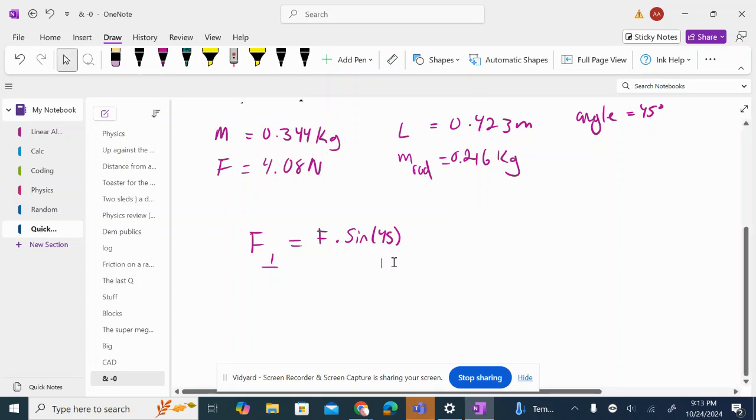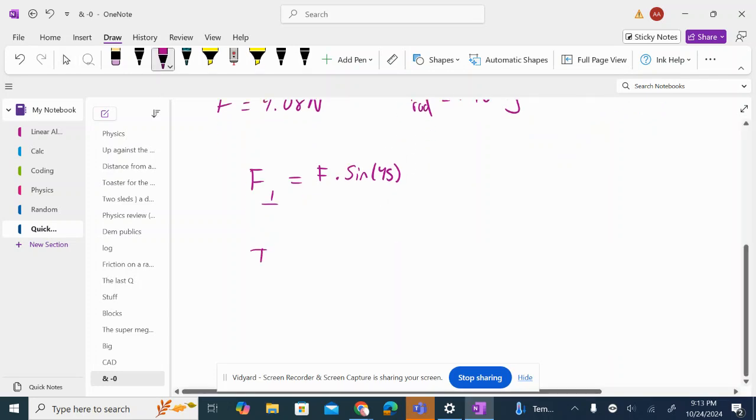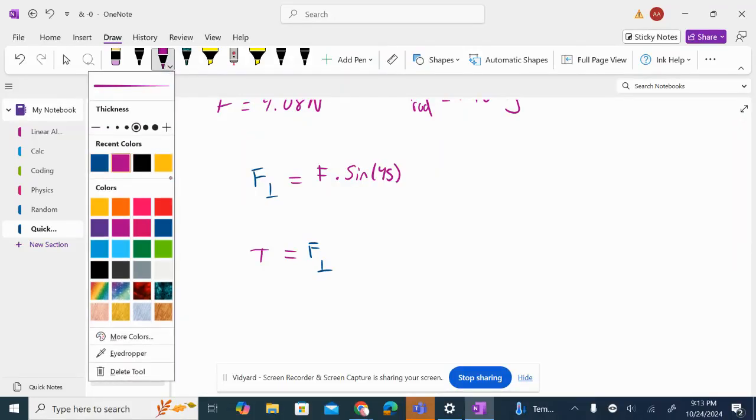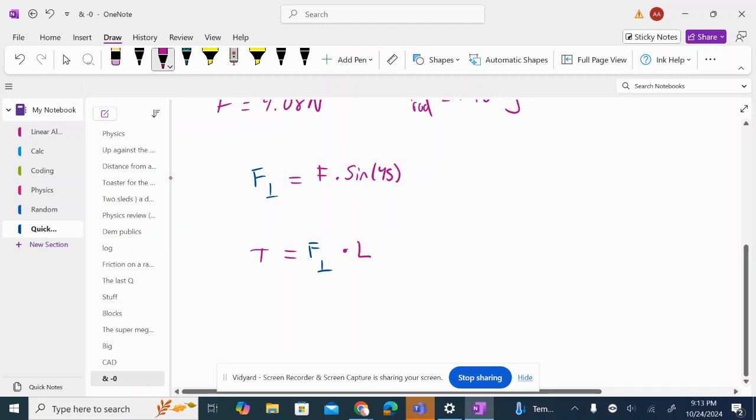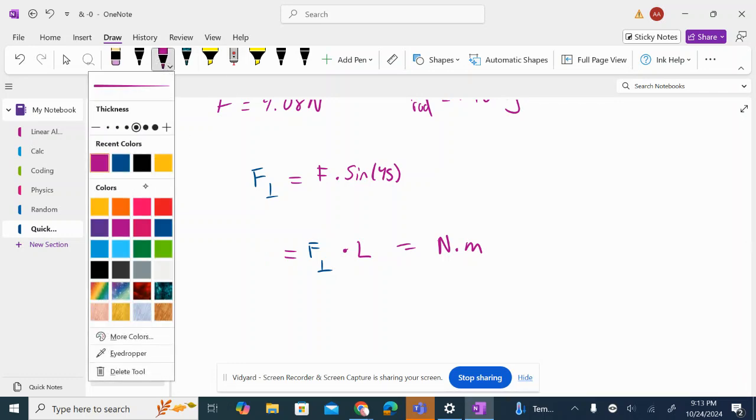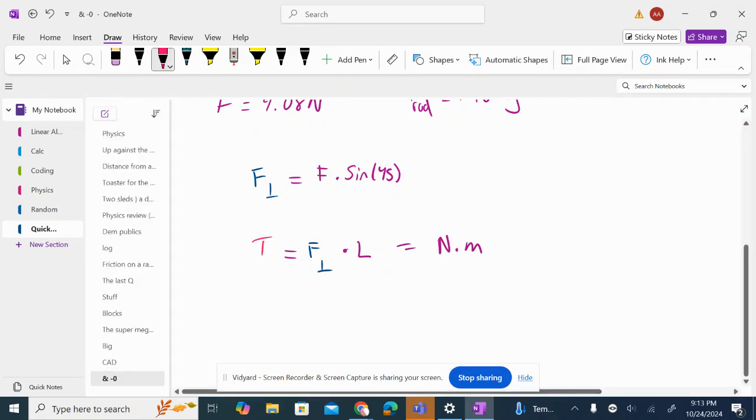Now we need to do the torque, right? I'm going to do this in color so that we can do this real quick. Your torque is equal to F perpendicular times your length, which should give you some kind of value in newton meters. I'm going to give this torque some color, let's do pink.